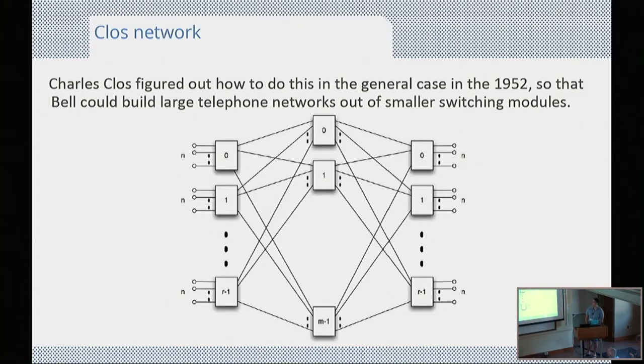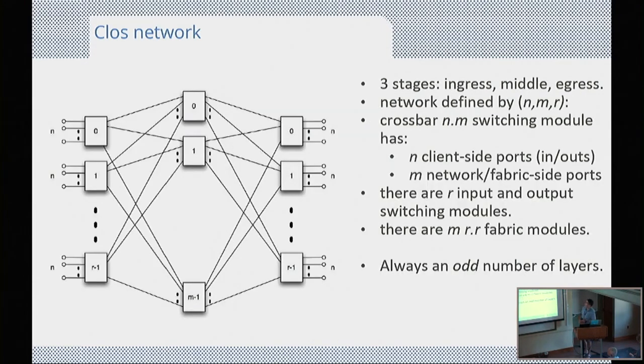So enter the Clos network. Charles Clos figured this out back in the 50s so that Bell Labs could build large telephone networks out of small switching modules. You can look this up on Wikipedia for the details, but in short, it's defined by 3 variables, N, M, and R. You build it out of little M by N size switches, and you put lots and lots of these things together. So if you have R of these things on the ingress phase, it goes through a middle layer to an egress phase.